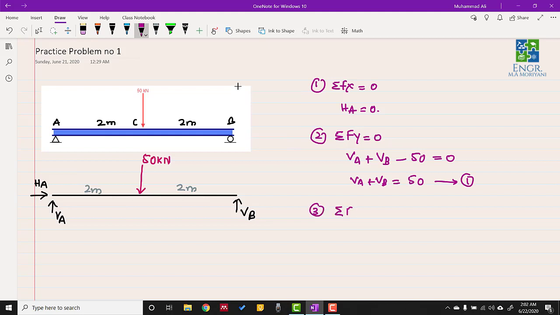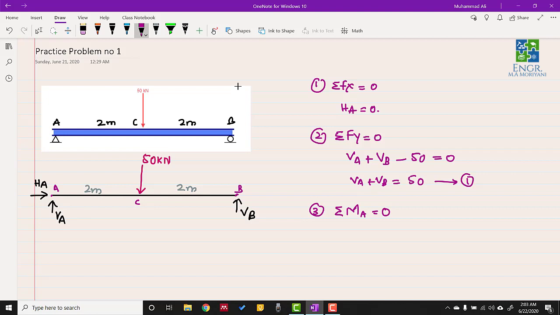Now let's apply the third condition of equilibrium: the sum of all moments about any point is equal to 0. In this case we are taking point A as the point at which we will be calculating the moments. So MA is equal to 0. This is our A point, this is our B point, and this is our C point. At point A, because HA and VA cross over point A, they will not have any moment because no moment arm is generated by these forces.